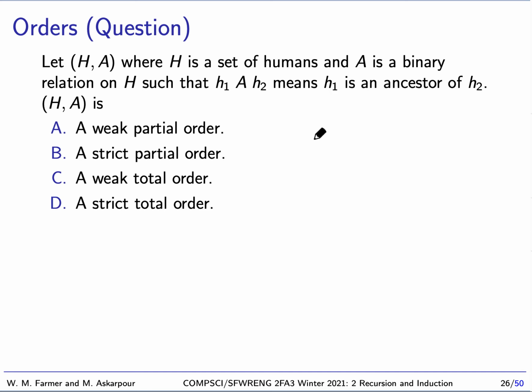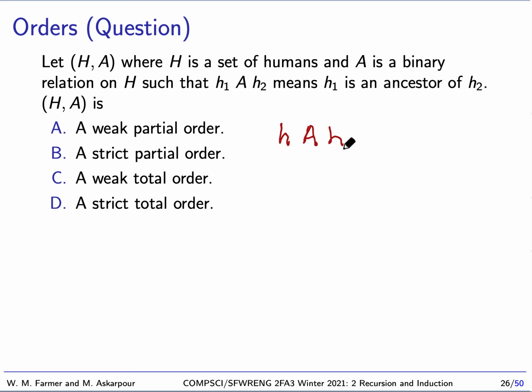Okay, welcome back. Now, if this were a weak total order or partial order, this would be true: H would be related to itself. That would mean H would have to be an ancestor of itself, and this is not true for what ancestor means. So that eliminates A, and that eliminates C.